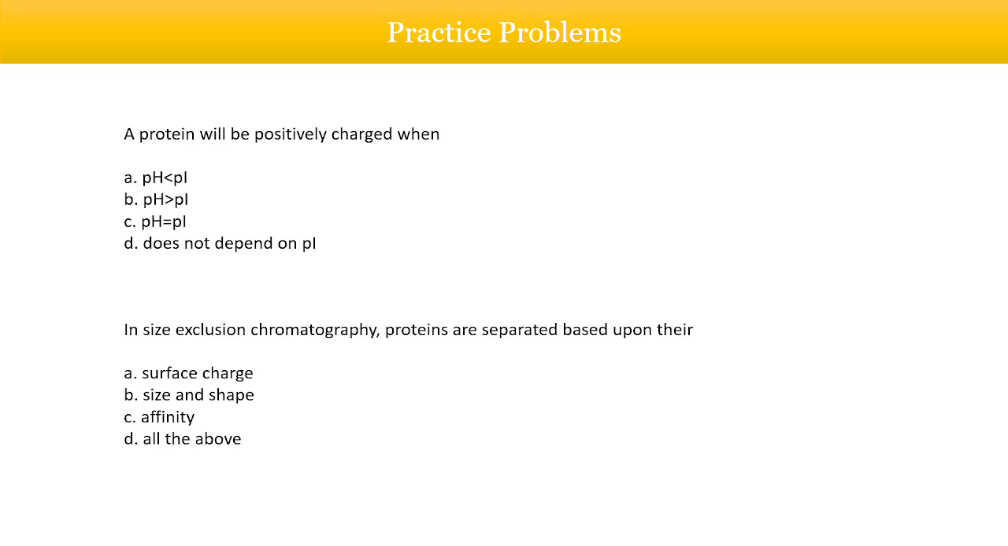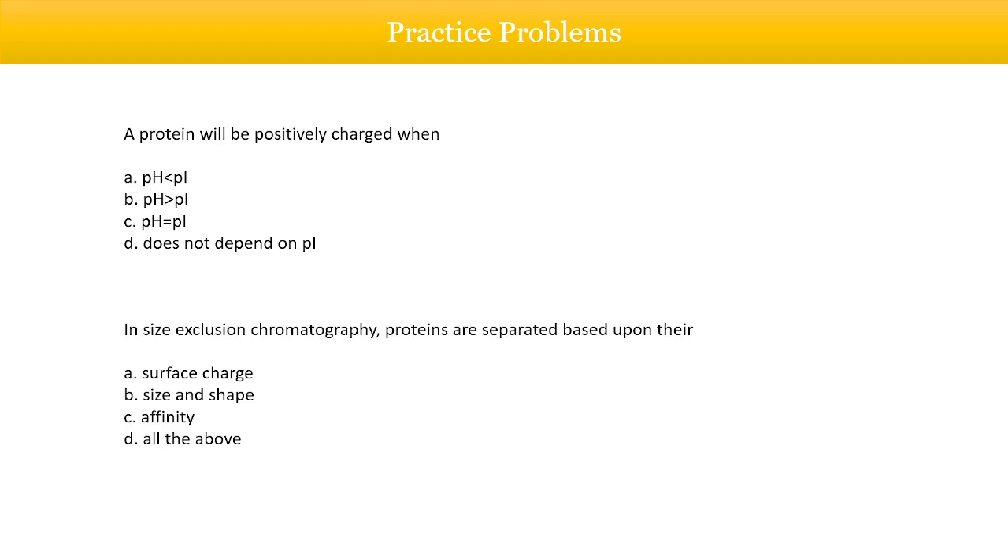A protein will be positively charged when the pH is lower than the pI. If the pH is higher, it will be negatively charged, because the pI means the pKs would be more shifted, so the hydrogens would be more lost. So A is the correct option.